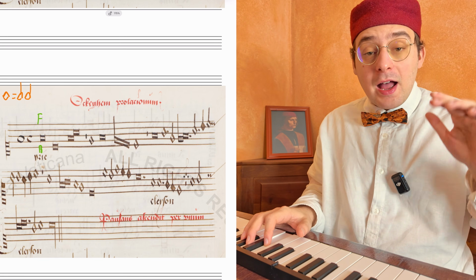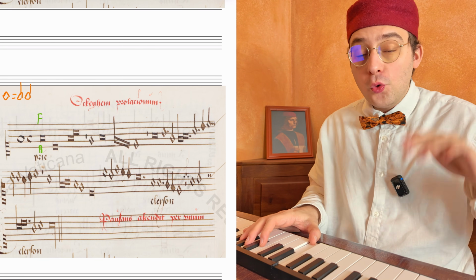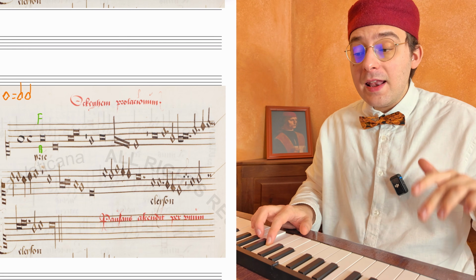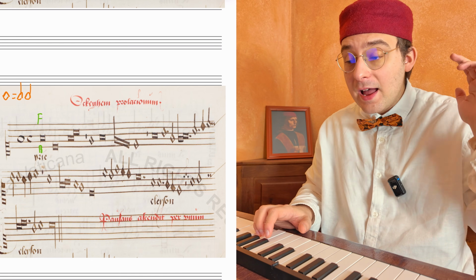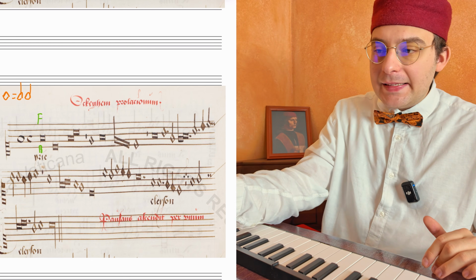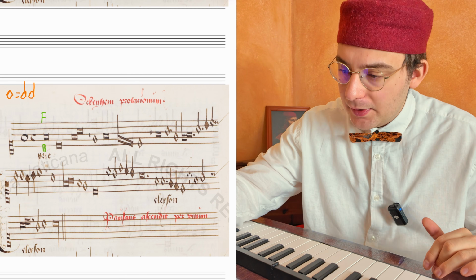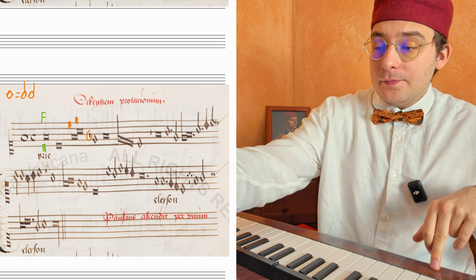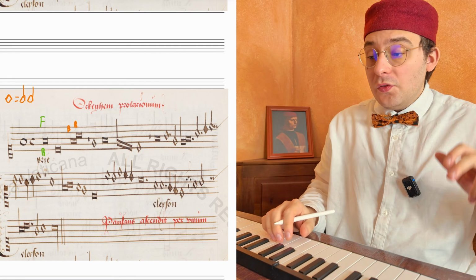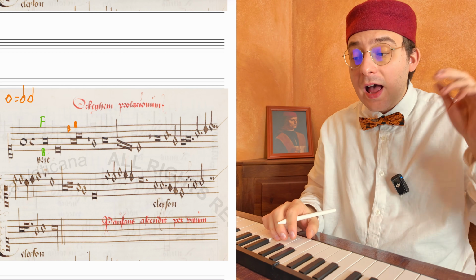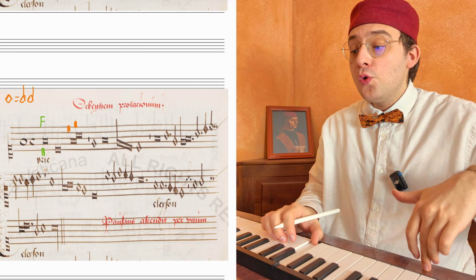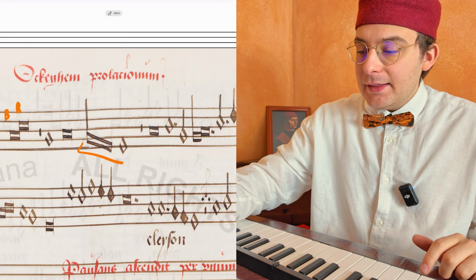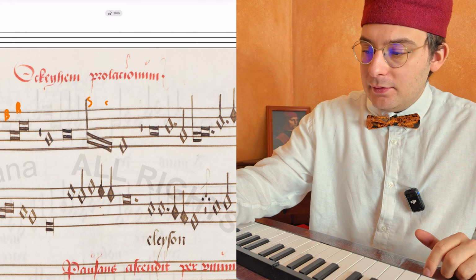Fa, ut, fa, la. This ligature indeed is brevis brevis because they are ascending. Semibrevis rest. Mi, fa, mi, ut, ut. These are all semibrevis, semibrevis, semibrevis, and semibrevis.